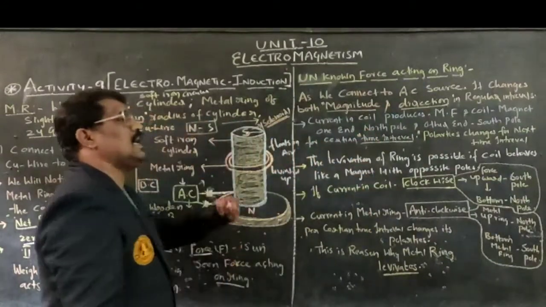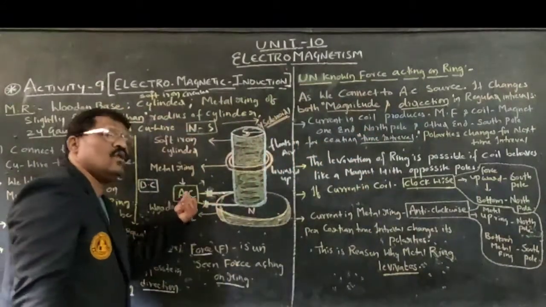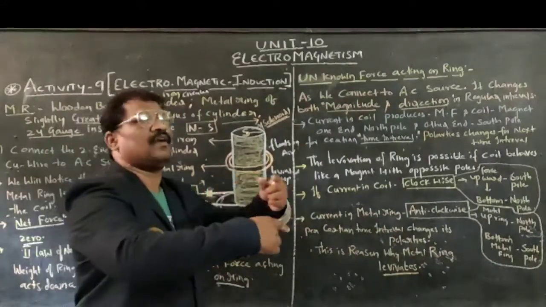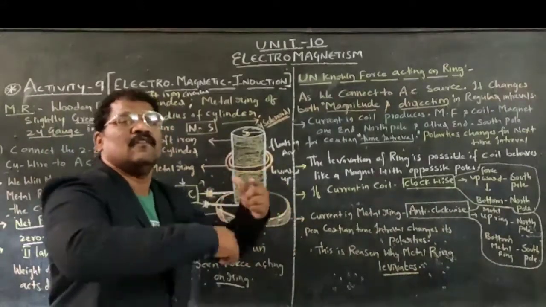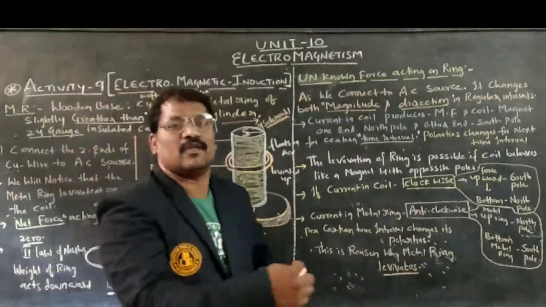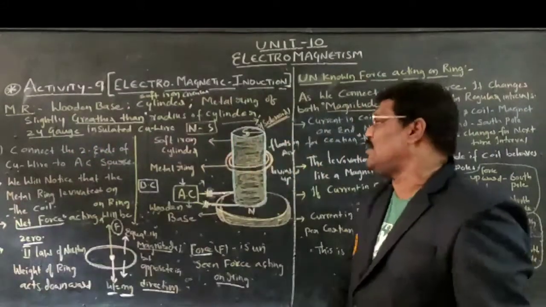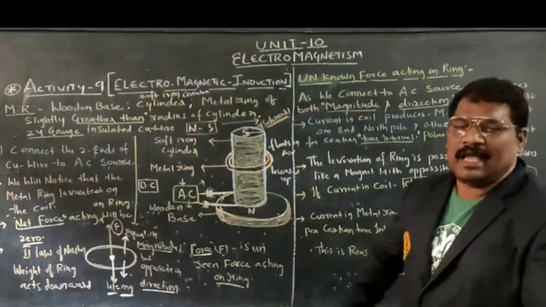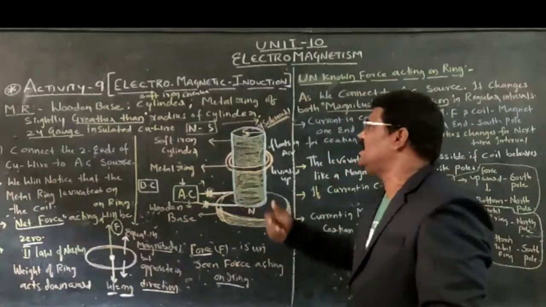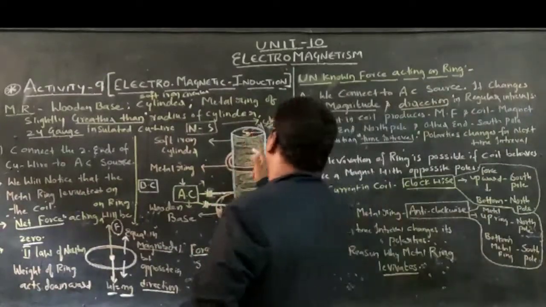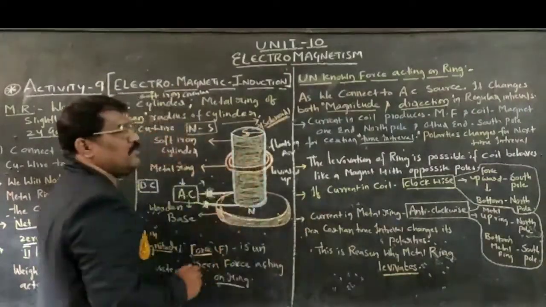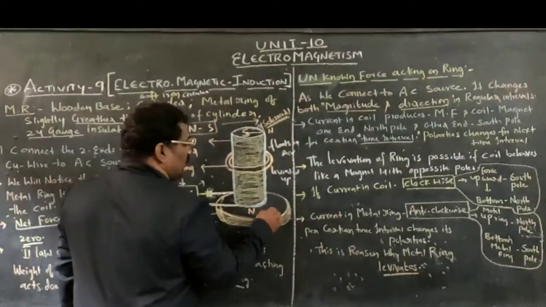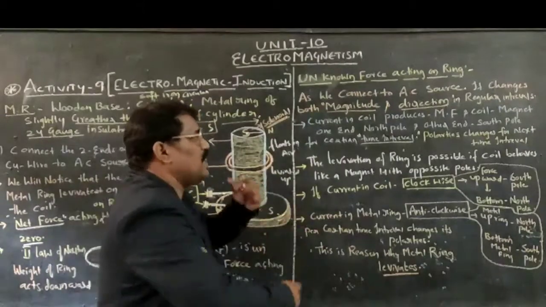Why? After a certain time interval, as we have connected to alternating current, the direction of the flow of current will be continuously changing at certain time intervals. Due to that reason, after a certain time interval, what happens there? The current flowing in the coil gradually changes. As the current flowing in the coil changes, what happens there? The polarities of this coil also change. South pole will act like north pole. North pole will act like what? South pole.